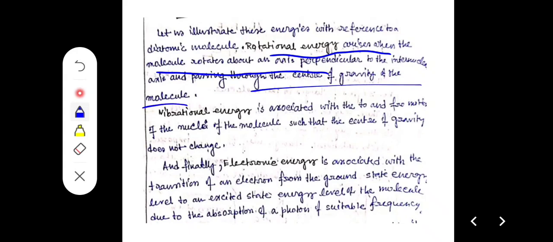Now the question arises, what is the term center of gravity? Center of gravity means for each molecule, each particle or each electron, there is a center where the whole of its gravity is present. Suppose in any particle there is one point where the whole particle's mass is concentrated. That is termed the center of gravity.